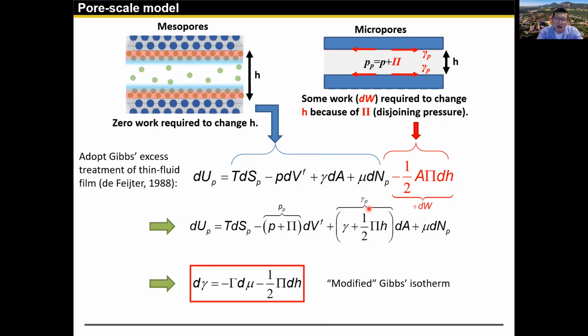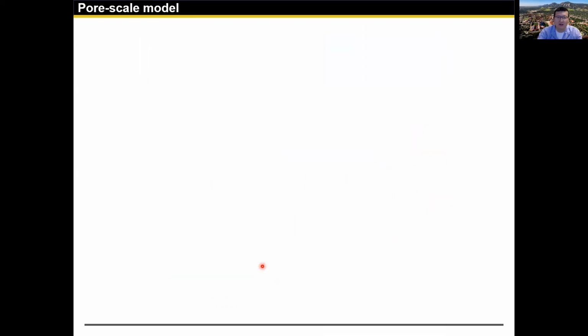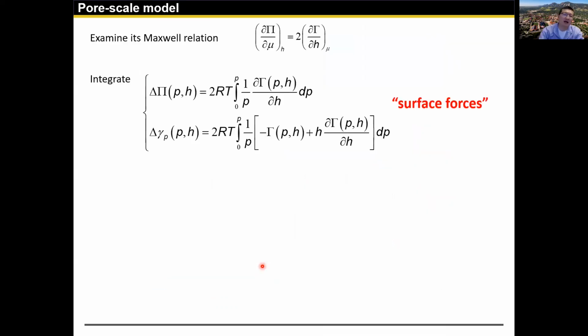Through the Gibbs-Duhem equation, you can arrive at the modified Gibbs isotherm. The reason it's modified is that if you think about large pores where disjoining pressure is negligible, then whatever is left is the regular Gibbs isotherm. So it's not that useful by itself, but if you look at its Maxwell relation and integrate, you can obtain explicit expressions for disjoining pressure and surface tension.